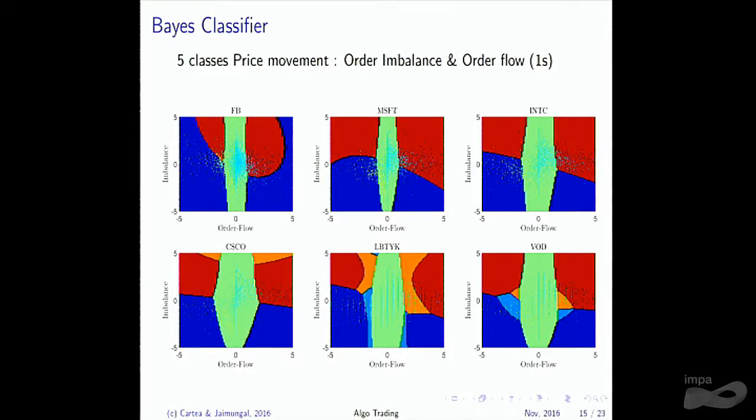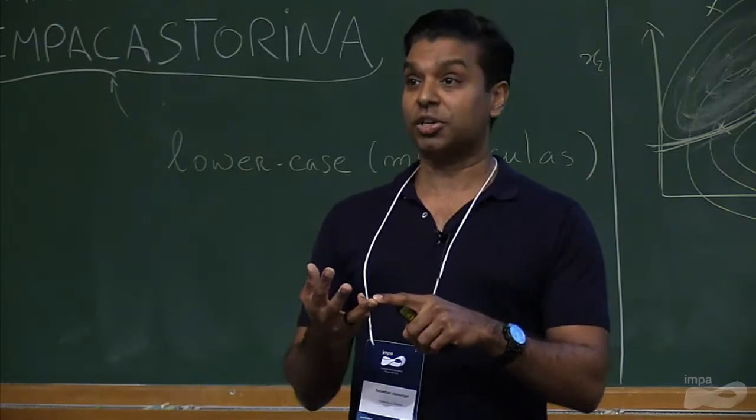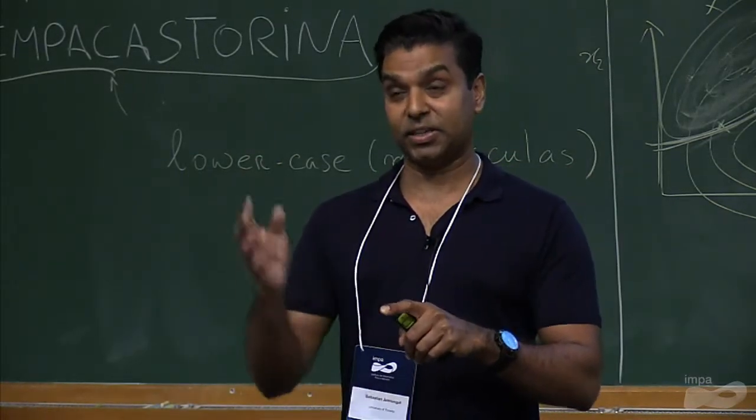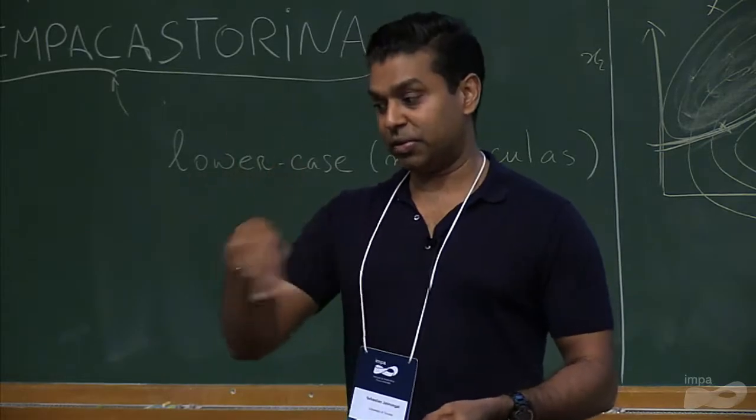Okay, so then we can look at more refinements of this. This is the same data, but now I've put 5 classes. I've said either there's no price change, there's a price change of 1 or minus 1, or there's a price change of 2 or minus 2 or larger, in terms of ticks. And then we redo the analysis.